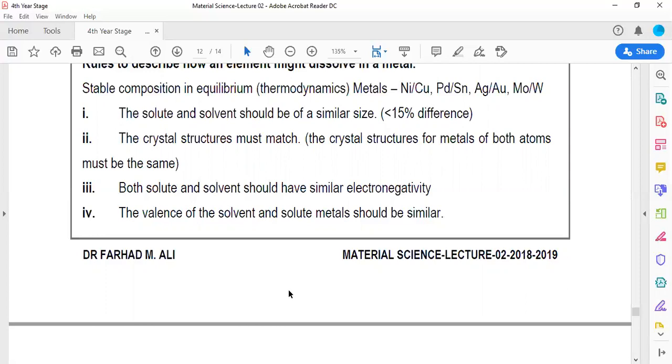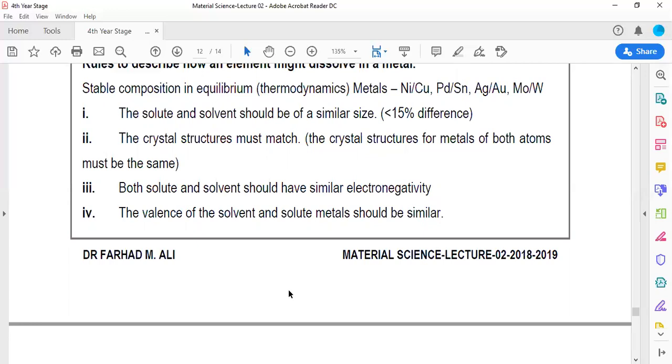Same as in water, you have one oxygen combined with two hydrogens. Oxygen is more electronegative than hydrogen. The oxygen side will be slightly negative, and the hydrogen side will be slightly positive. In this case, we have a polar molecule. So that's the meaning in general of electronegativity. So if we come back again to the alloy, when you have two elements, the two elements should have similar or very close electronegativities.